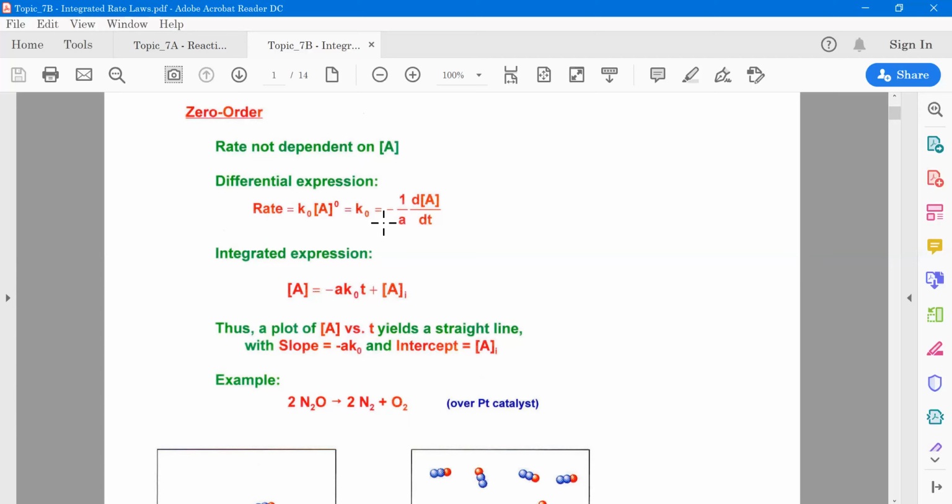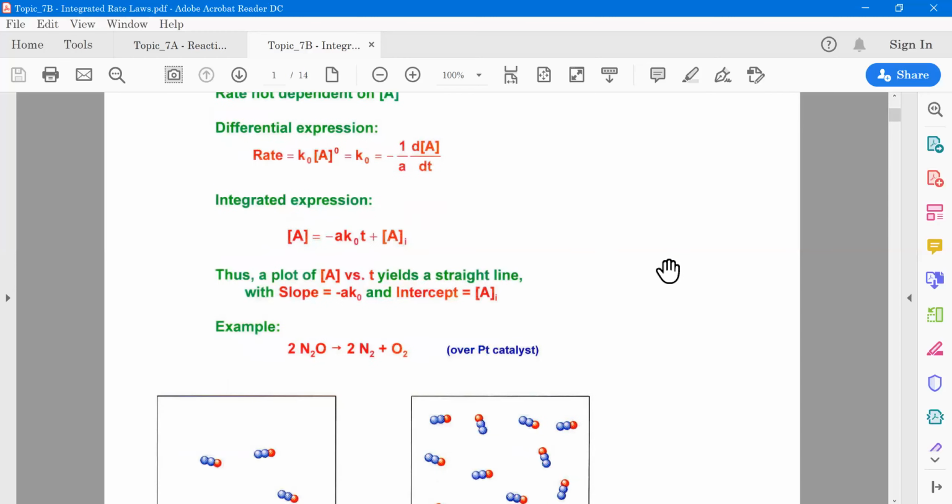And that is then in turn equal to minus 1 over A dA/dt, where this is the rate of change of the concentration of A. So the integrated expression, if we put the dt over on the right and put the dA on the left and integrate it, we get the integral of dA is simply A, and that equals minus k0 times t, since the integral of dt is just t, plus the constant of integration, which is the initial concentration of A.